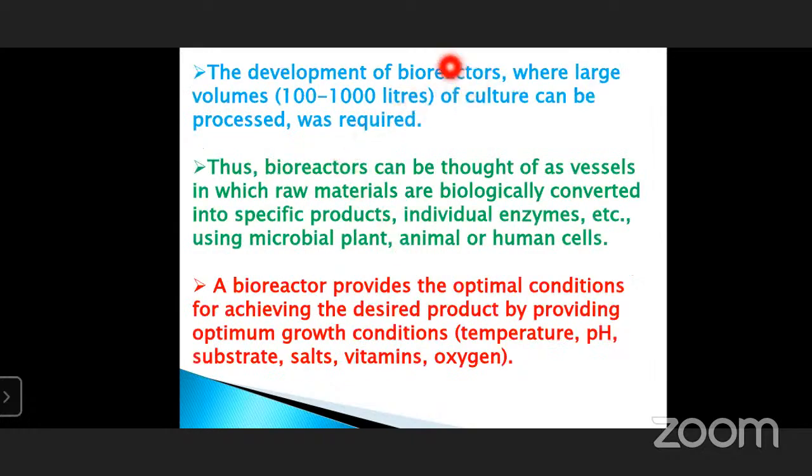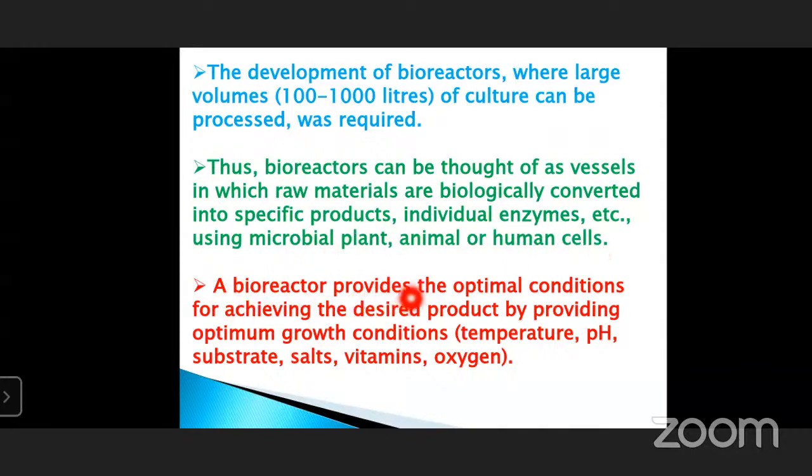The development of bioreactor. A bioreactor is a large vessel which is used to obtain the product on a large scale within a short period. These bioreactors can be thought of as vessels in which raw materials are biologically converted into a specific product, individually an enzyme, using microbial, plant, animal or human cells.